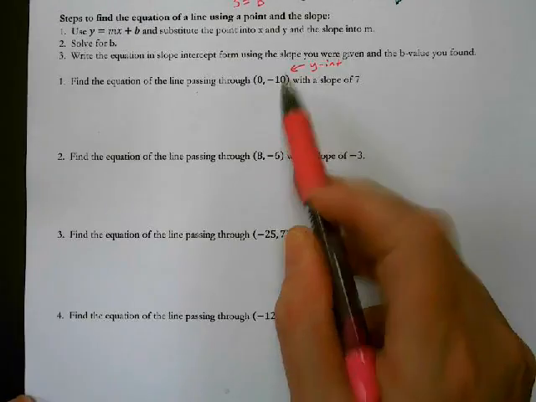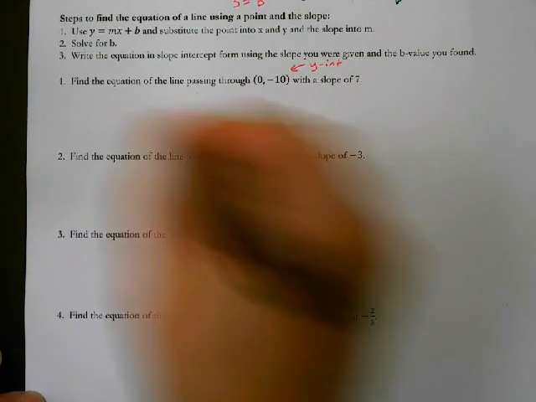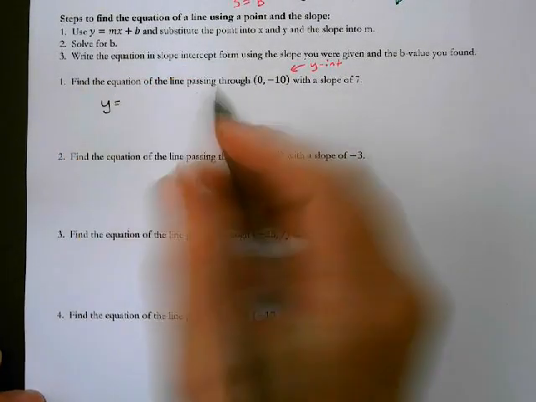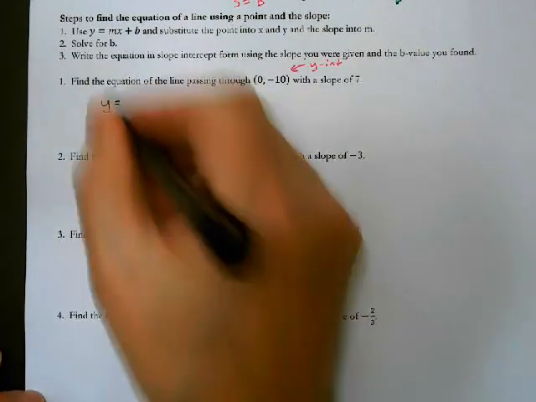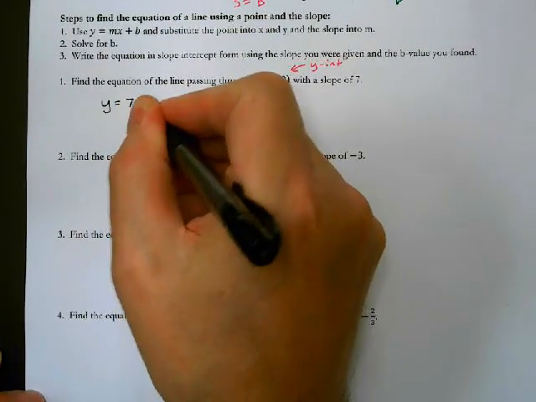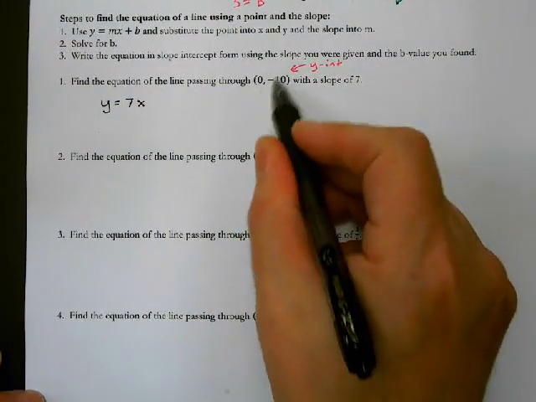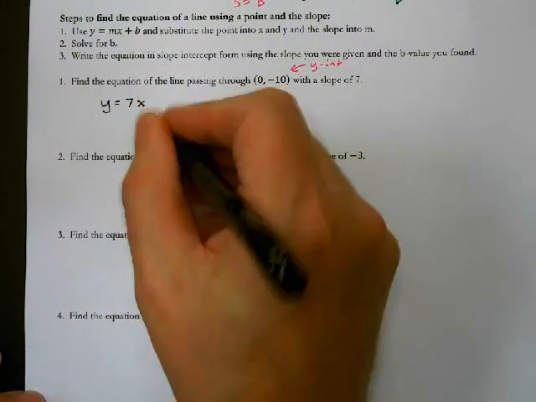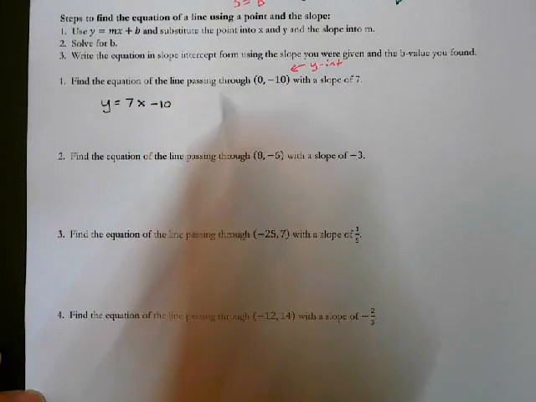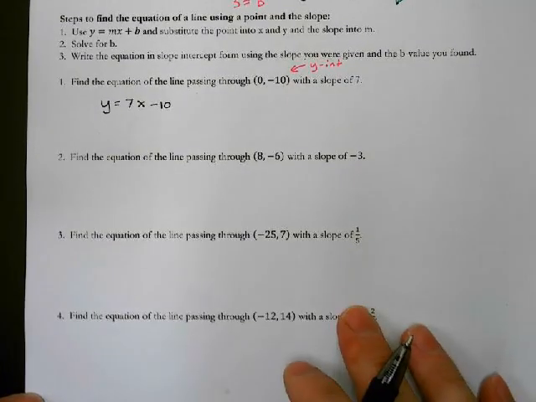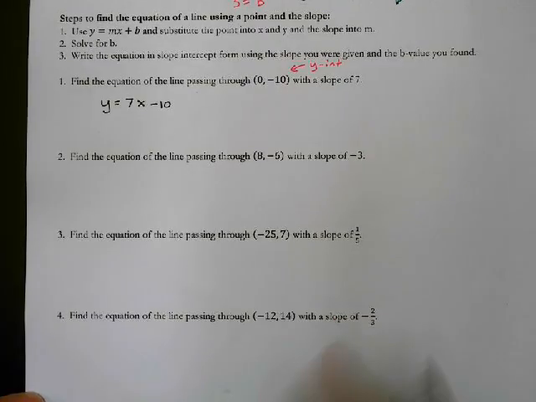So I actually already know the equation of this line. It's y equals m, the slope is 7, x, and then plus b. And the b value, since this is the y-intercept when x is 0, we get minus 10. But let's just go ahead and prove algebraically that it works, and just to practice our steps.